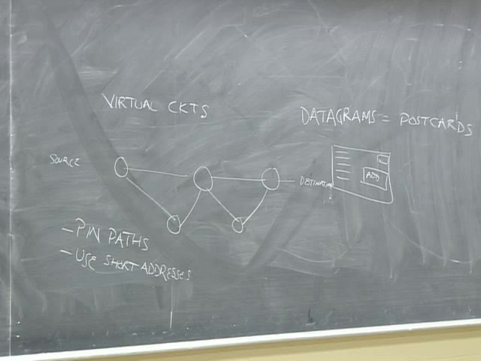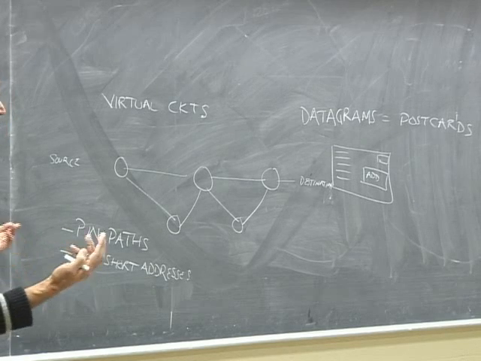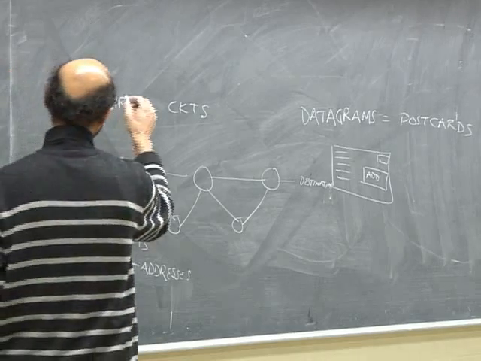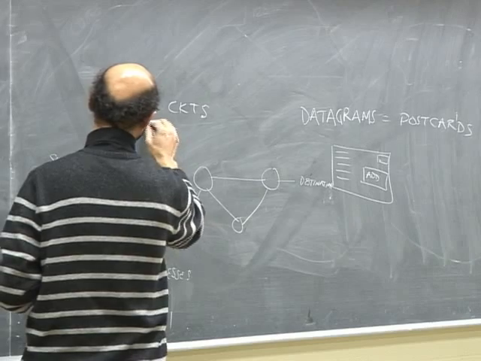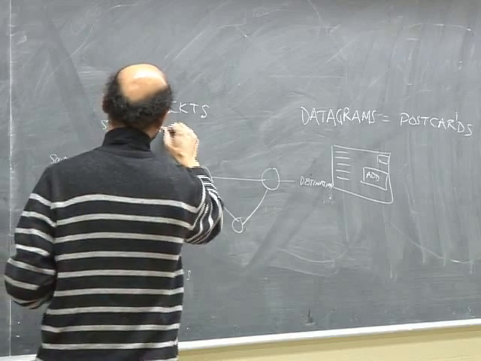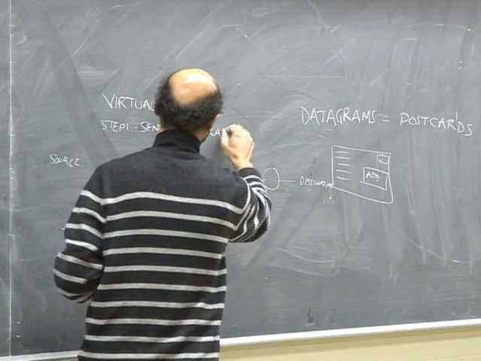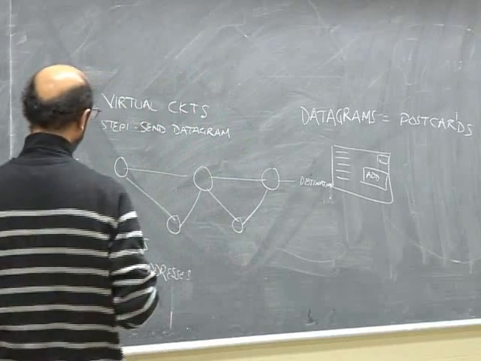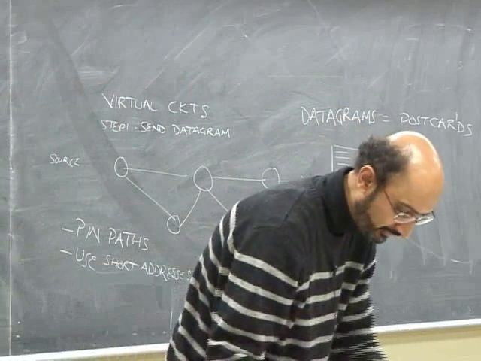How do we do it? We do it in 2 steps. The first, we send a postcard. We send a datagram. So step 1, we set up a datagram along some path. And then what are we doing exactly? So let me use my colored chalk over here.